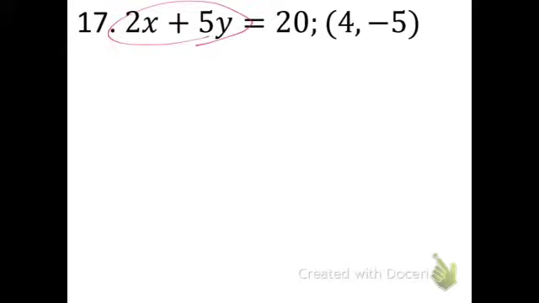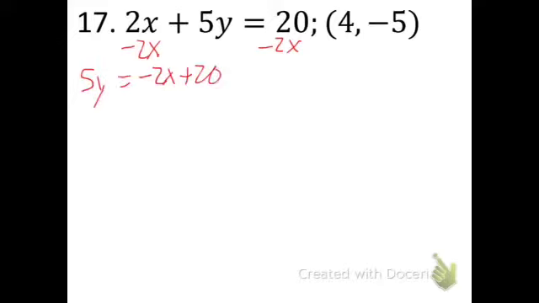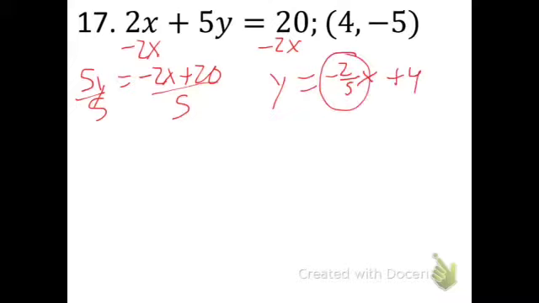On 17, when you get y by itself, I'm going to subtract 2x from both sides. We're now looking at 5y equals negative 2x plus 20. Divide by 5. We're now sitting at y equals negative 2/5 x plus 4. That's the part we're really trying to get, is the slope. We need to turn it upside down, change the sign, and it's now positive. So I have a slope of positive 5/2.